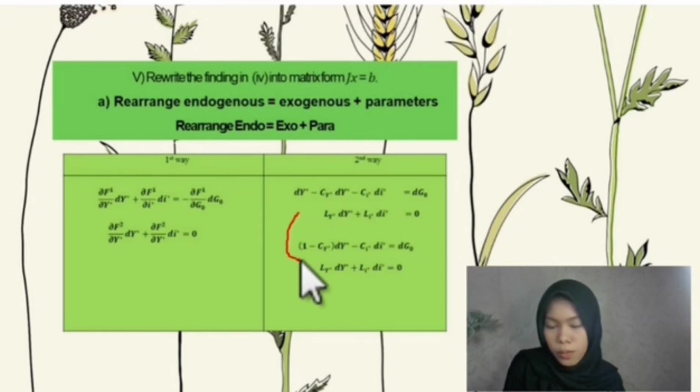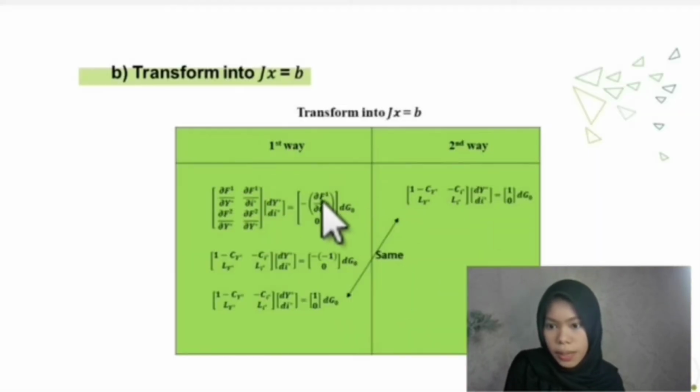From this part, we simplify it because they share the same endogenous variables. So the next step is we transform it into Jx equal to B. As you can see, this refers to J, and then dy star equal to X, and this equal to B, to make it easier to determine. So here we just put it in brackets.